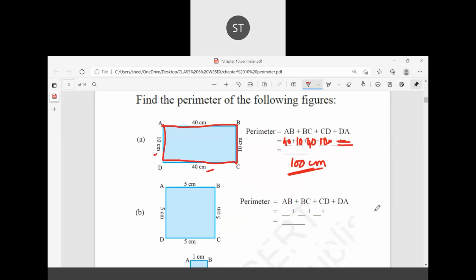So I'll write here AB equal to 5, BC equal to 5, CD equal to 5, and one more 5. So how many? 4 times. So what is the total length? 20 centimeter. So in this case, we have calculated the perimeter, that is equal to 20 centimeter only.